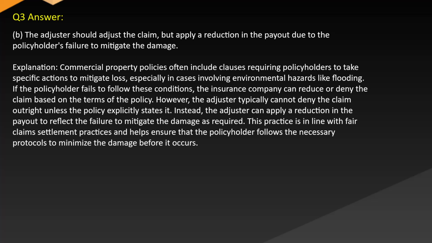Answer: B. The adjuster should adjust the claim but apply a reduction in the payout due to the policyholder's failure to mitigate the damage. Explanation: commercial property policies often include clauses requiring policyholders to take specific actions to mitigate loss, especially in cases involving environmental hazards like flooding. If the policyholder fails to follow these conditions, the insurance company can reduce or deny the claim based on the terms of the policy. However, the adjuster typically cannot deny a claim outright unless the policy explicitly states it.